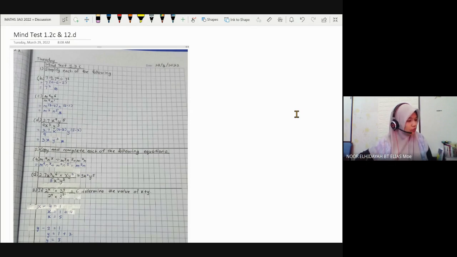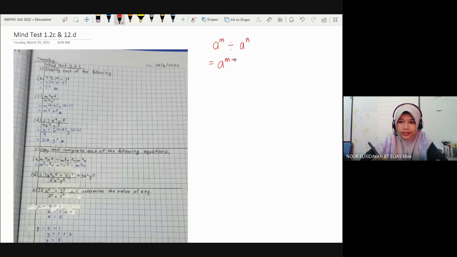Now for this question 1.2C. This one involves divisions of index form. When it involves the division of index form with the same base, that is a to the power of m divided by a to the power of n, the law is a to the power of m minus n. This one is the law.